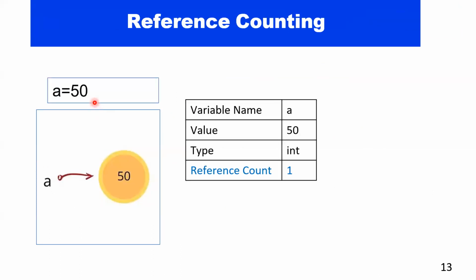With an example. Here the variable A is assigned the value 50. That means memory is allocated for storing the value 50, and that memory is referenced by the variable A. We are creating a variable name A, whose memory is storing the value 50, which is of type integer. Since only one variable is referring to this object, the reference count is 1, because only A is referring to this object.